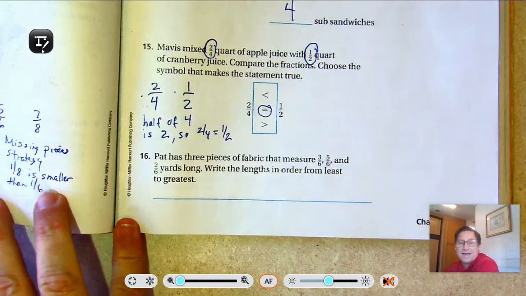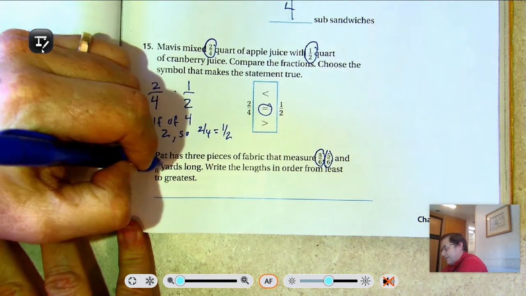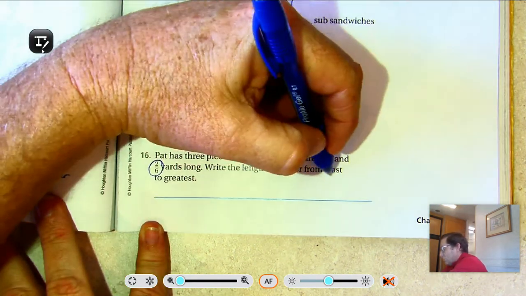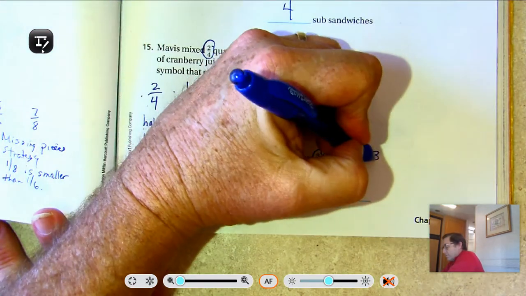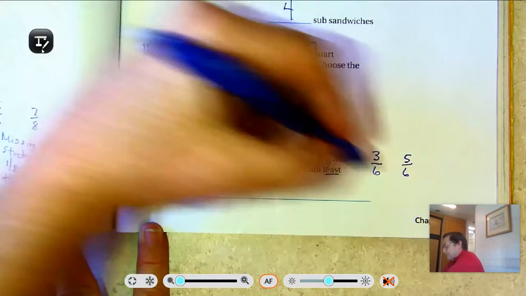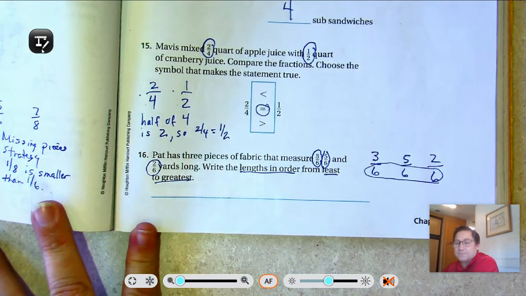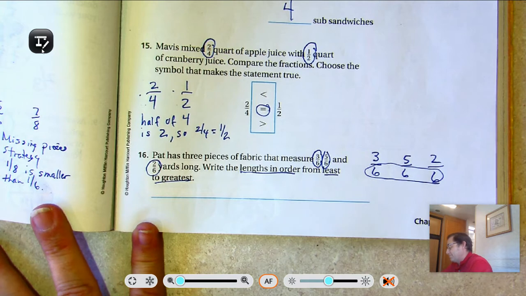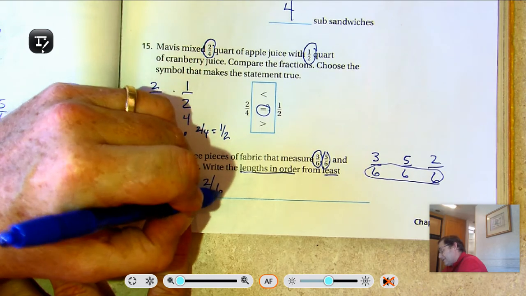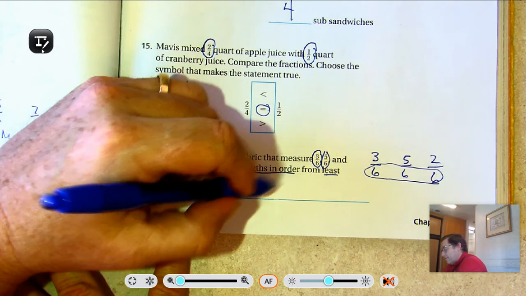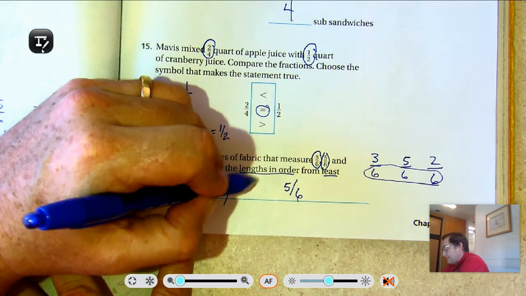Number 16. Pat has 3 pieces of fabric that measure 3/6, 5/6, and 2/6. Write the lengths in order from least to greatest. 3/6, 5/6, 2/6. The denominators are all the same, so compare the numerators. 2 is the smallest, right? So 2/6 is the least. 5/6 is the greatest. And in between is 3/6.